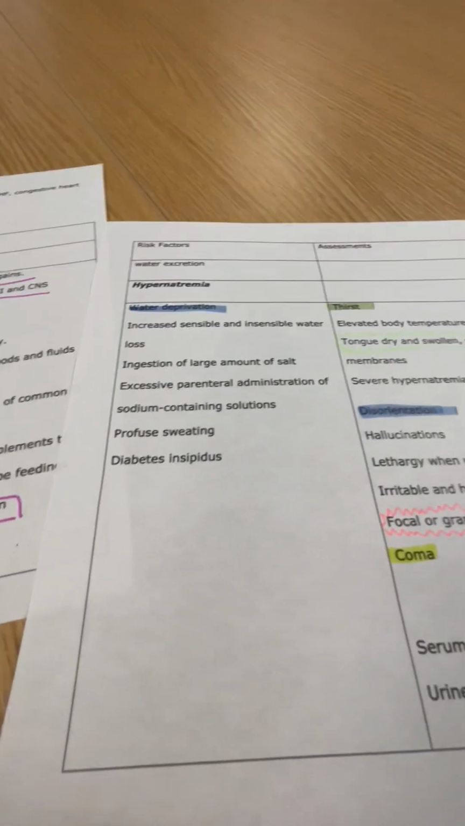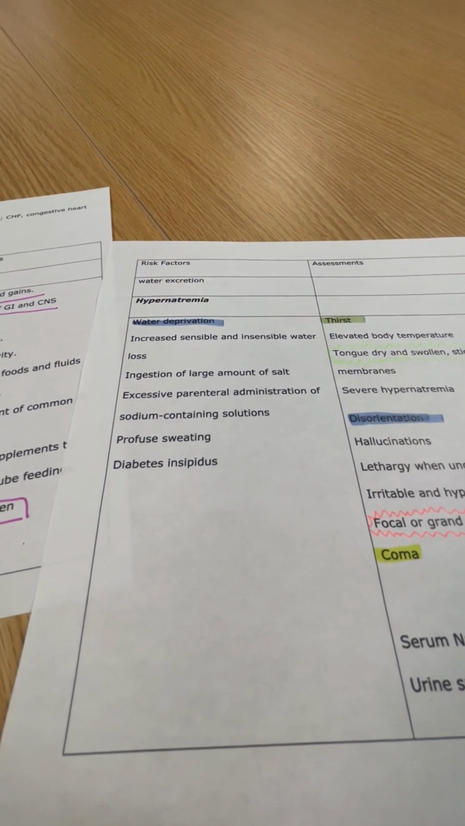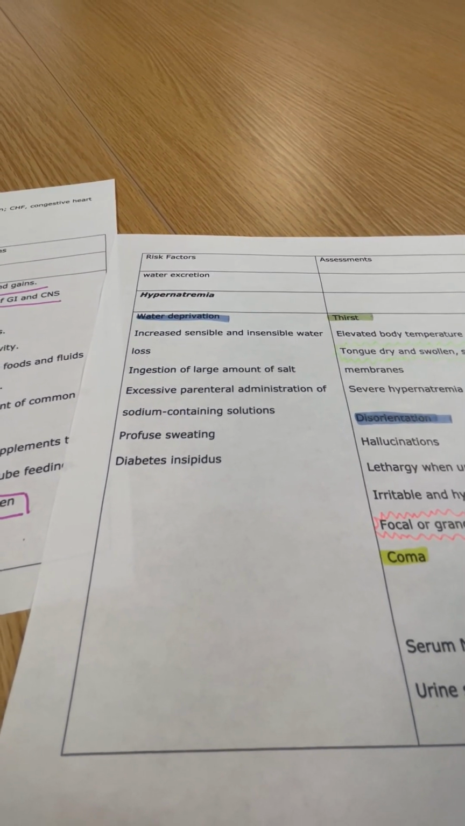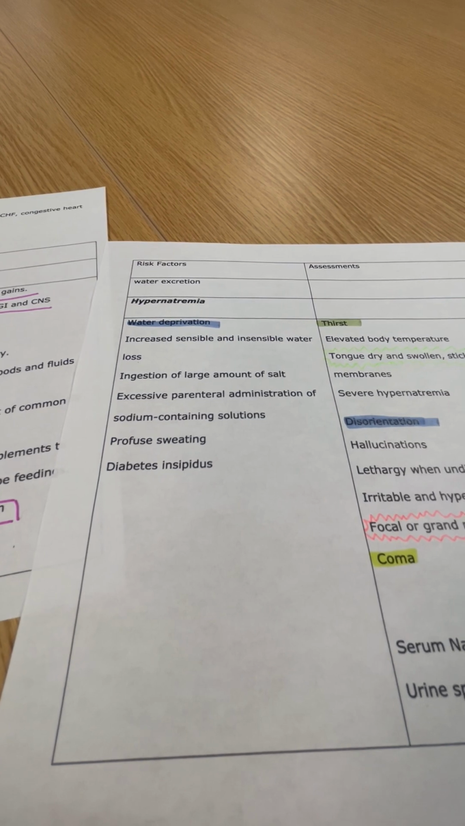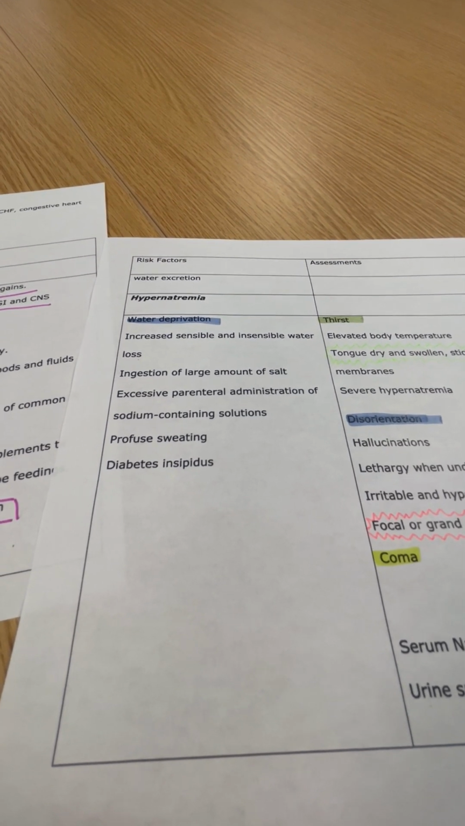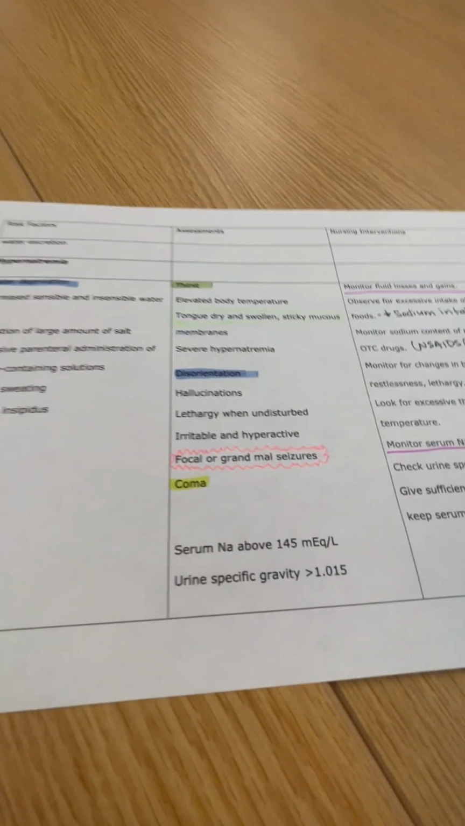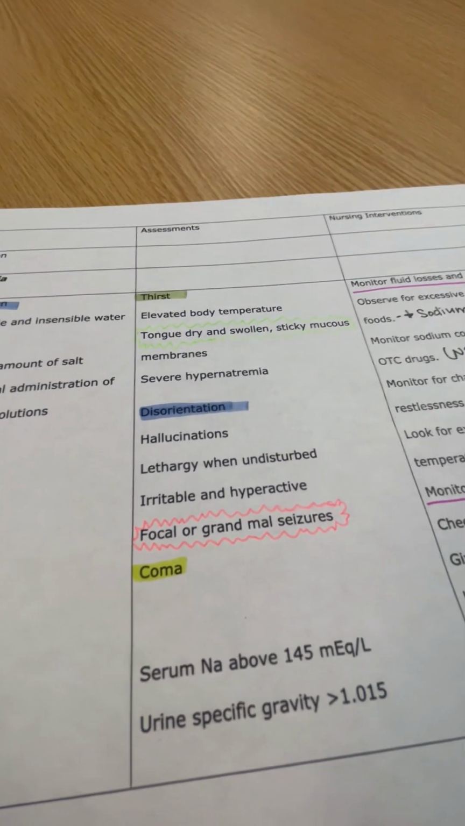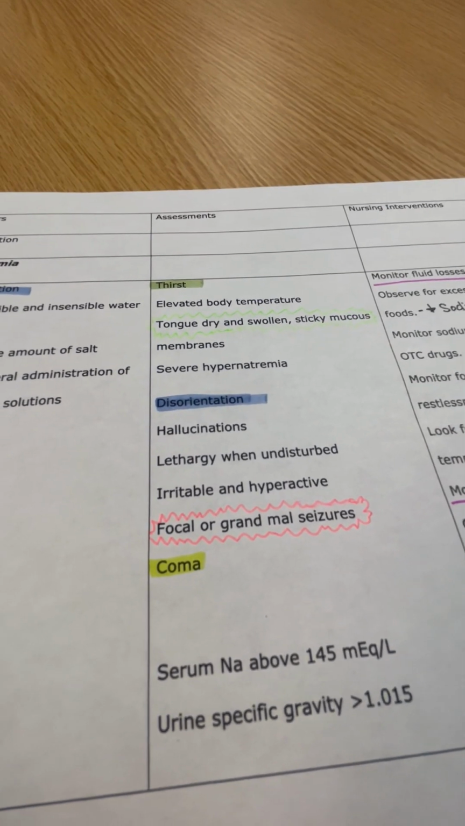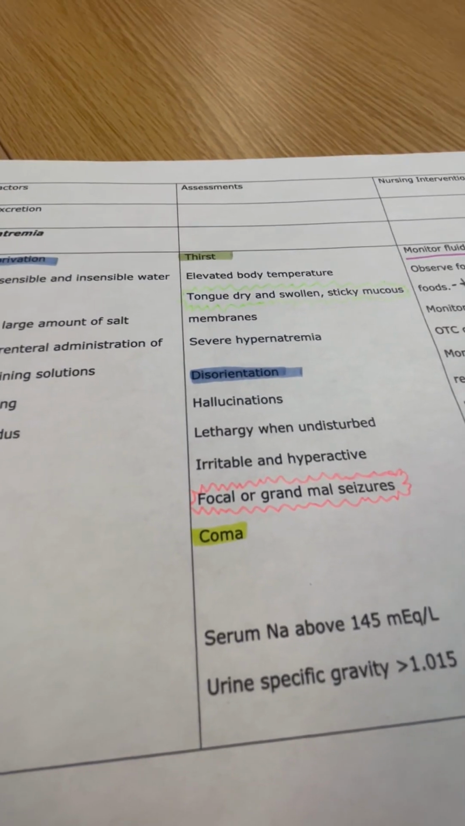And then if we look at hypernatremia, I just highlighted water deprivation because it's a big one. So that's like your dehydrated person or fluid volume deficit person can have hypernatremia. So think of the insensible, sensible water losses. And then here are your assessment data. And as you can see for both hypo and hyper, coma is a big thing. So those are the similarities.